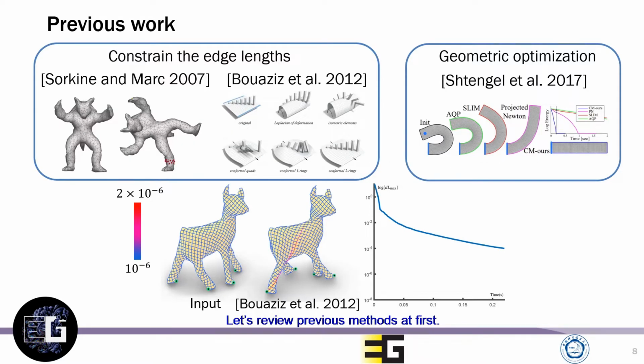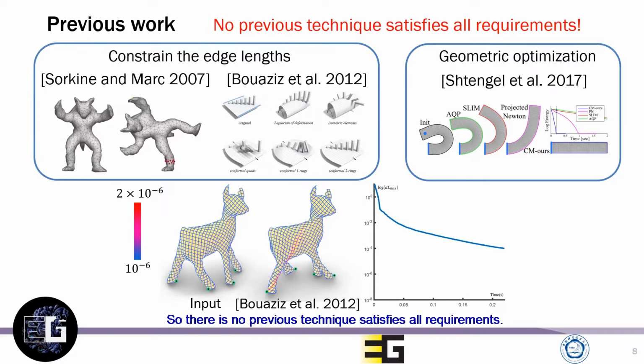Let's review previous methods at first. Solomon and Mark construct local rigidity energy to describe the isometric constraints, but that's different from edge length constraints. Bouaziz et al. use local-global solvers to solve shape constraints, but it cannot constrain the maximum edge length deviation to be very small, as we show in the bottom figure. As for geometric optimization, Shtengel et al. adopt the framework to deal with the minimization of composite objectives, but it doesn't solve the edge length constraints. So there is no previous technique that satisfies all requirements.